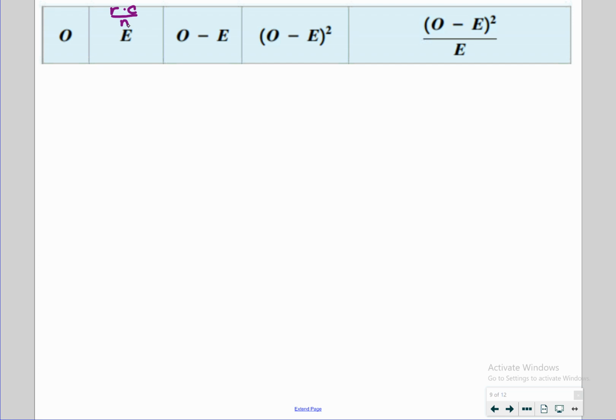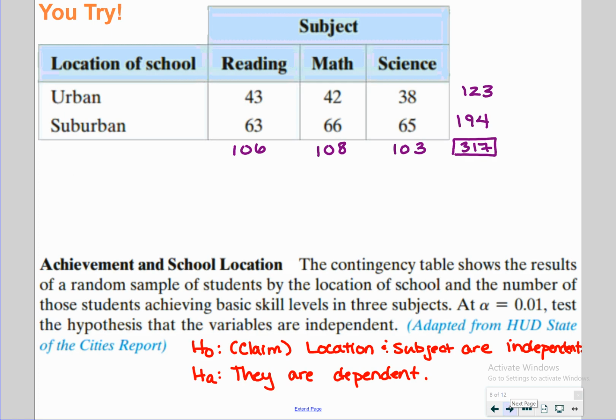So I'll use the urban ones first. So 43, 42, and 38, and then 63, 66, and 65. And some people, when they make these, will also label them. They'll say like row 1, column 1, row 1, column 2, just so you can refer back to where these numbers came from. Okay, so then if I want to find the expected frequency that goes with 43, that's row 1 and column 1. So I need to multiply together the total from that row, that column, and divide by 317, which I'm going to flip back and forth here a little bit. So that's 123 times 106 divided by 317.